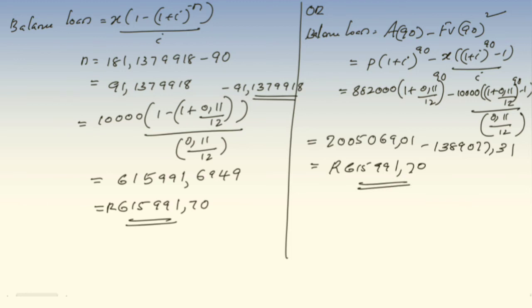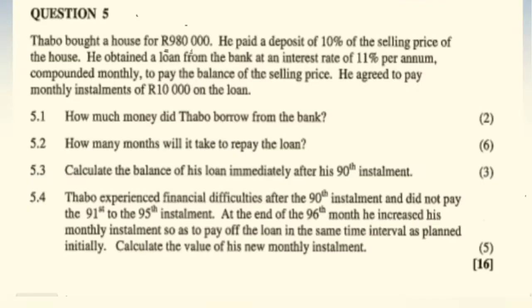So this is the balance loan immediately after 90th installment. This is the loan amount without interest, the money that Tabo is owing to the bank after 90th installment. Is it clear? Okay, now look at the last question, that is 5.4.